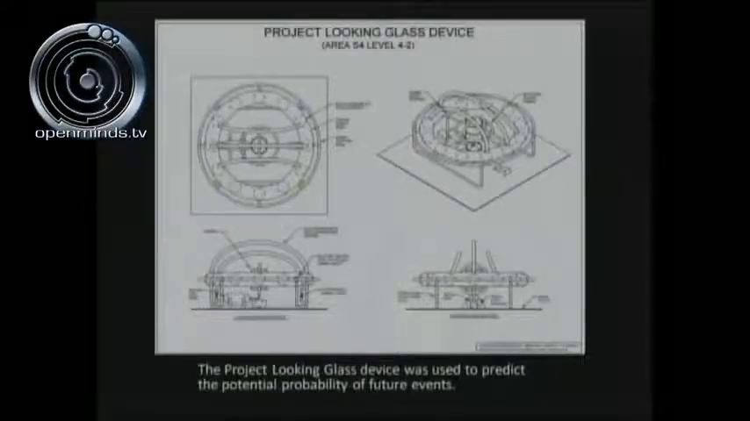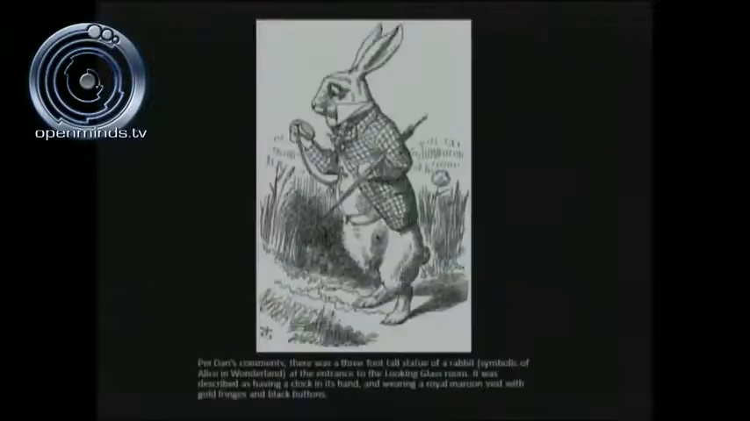You've got these spires or guide rings just above the Looking Glass device. These are used to guide the electromagnetic field over the Looking Glass device. It's something that you can hit with your hand. Now, per Dan's comments, there was a 3-foot-tall statue of an Alice in Wonderland rabbit. He had a maroon vest, golden fringes, and black buttons. He was holding a clock, and this is symbolic that you're going down the rabbit hole into a world that's beyond belief, and that's exactly what happens in the Looking Glass area. So it was a symbolic encrypted message.